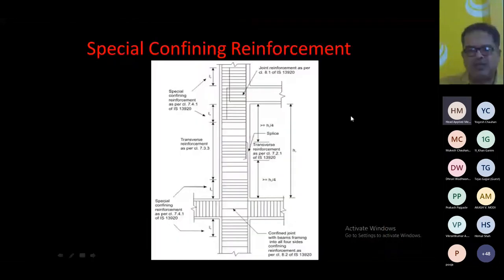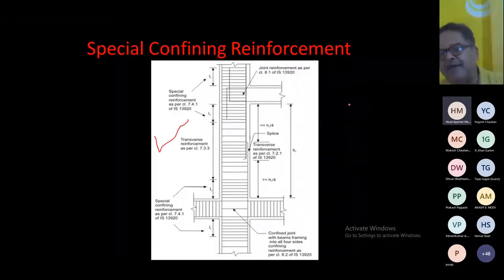This is the reinforcement detailing given in the IS code, IS 13920. This is the code for ductile design. Earlier we had a code of ductile detailing in 1993, and then it was revised in 2016, and India came up with a code of ductile design. So how to design your building as per the ductile detailing.